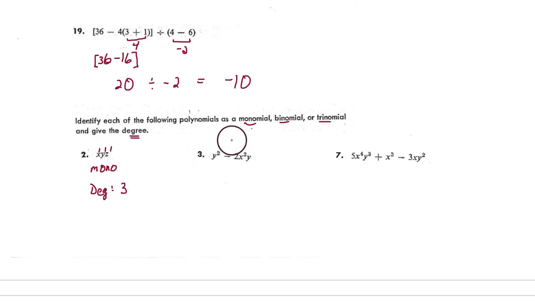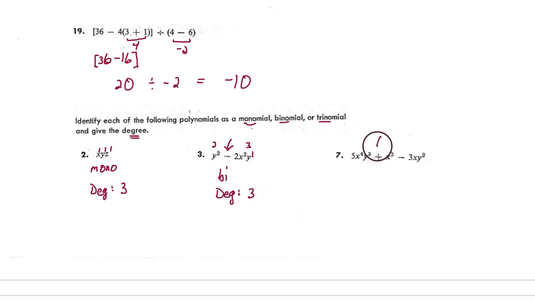Okay, question 3 has a subtraction sign, creating 2 terms. So that's a binomial. For the degree, you use the highest degree in both of the terms. So what's the degree of the first term? What's its exponent? It's degree 2. But what's the degree of this term? What's the sum of its exponents? 2 plus 1, that's degree 3. Between those two degrees, the higher degree is degree 3.